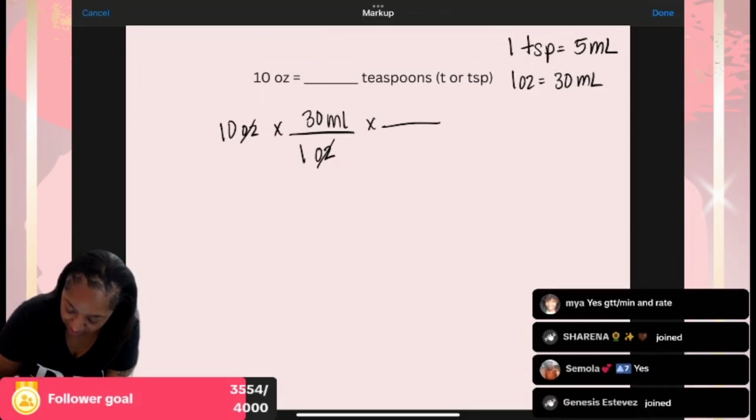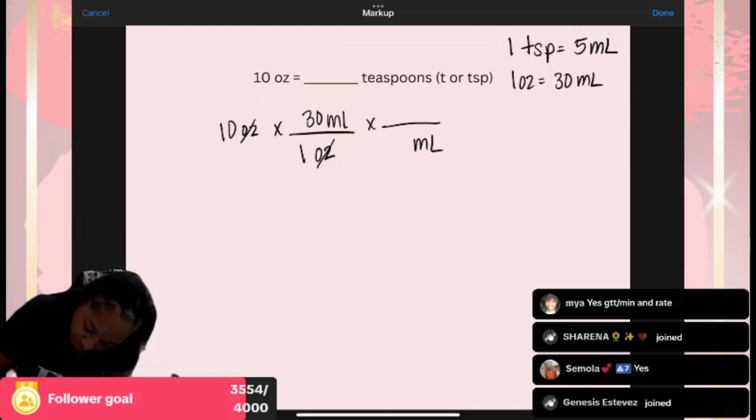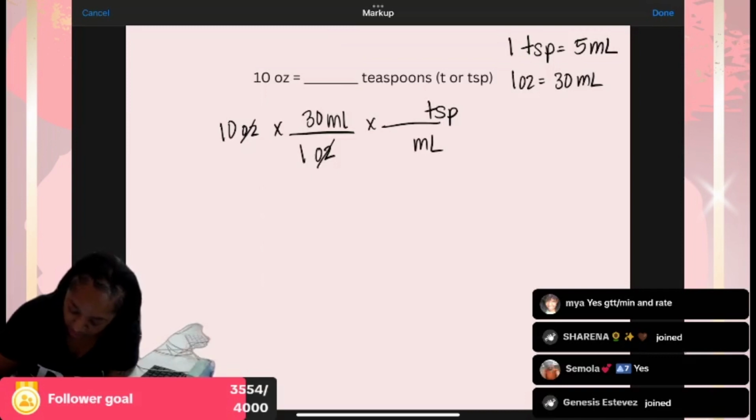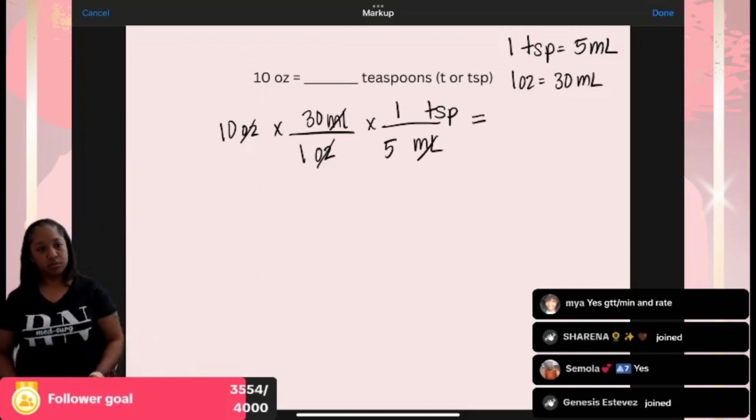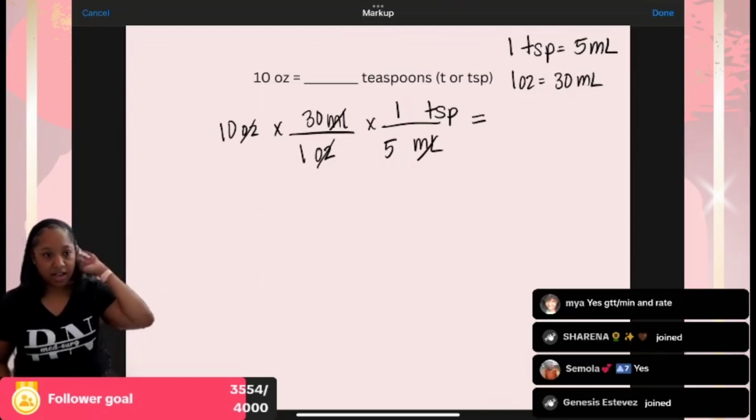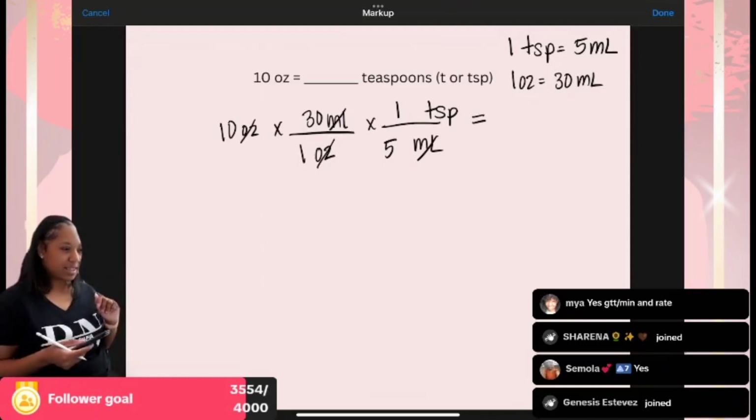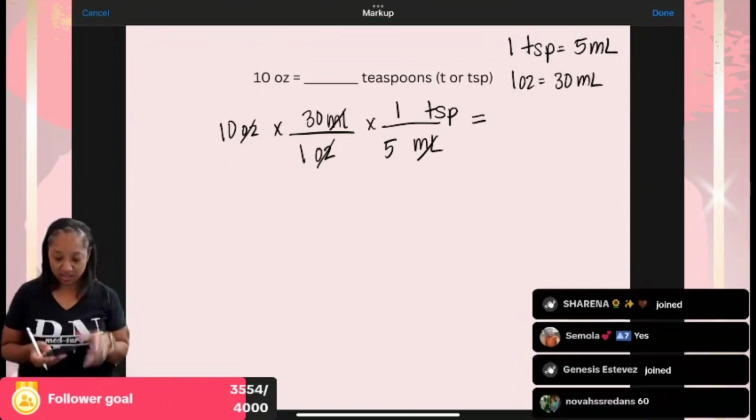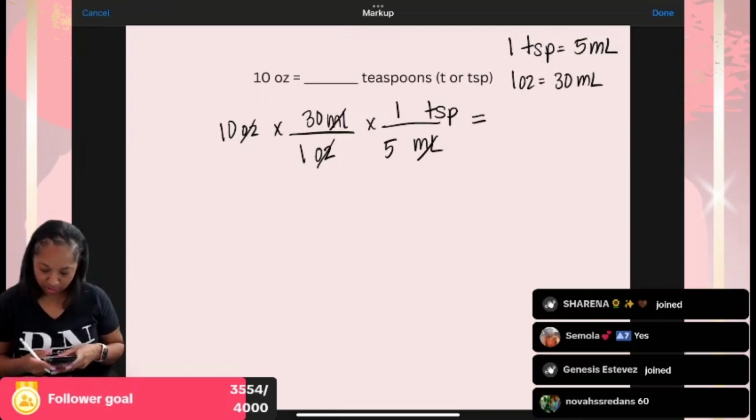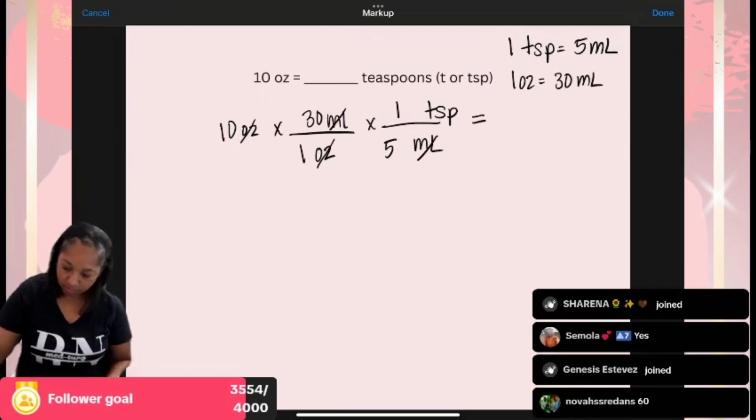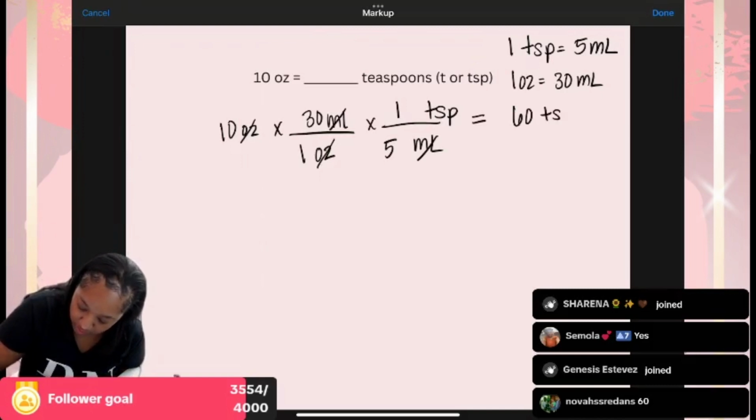Alright, so that's ounces. Now we're on milliliters. Alright, so then let's see. How many mLs equals a teaspoon? 5. Alright. 10 ounces times 30 divided by 5. 60 teaspoons.